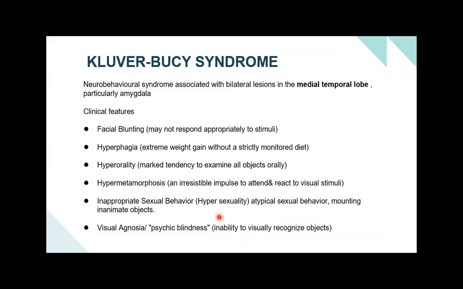Then there is Kluver-Bucy syndrome. It is a neurobehavioral syndrome associated with bilateral lesions in the medial temporal lobe, particularly the amygdala. In Kluver-Bucy syndrome, there will be facial blunting, hyperphagia, and hyperorality, that is a marked tendency to examine all objects orally. There will be hypermetamorphosis, the irresistible impulse to attend and react to visual stimuli. There will be inappropriate, atypical sexual behavior, because the amygdala is responsible for controlling sexual behavior, and visual agnosia or psychic blindness, the inability to visually recognize objects.